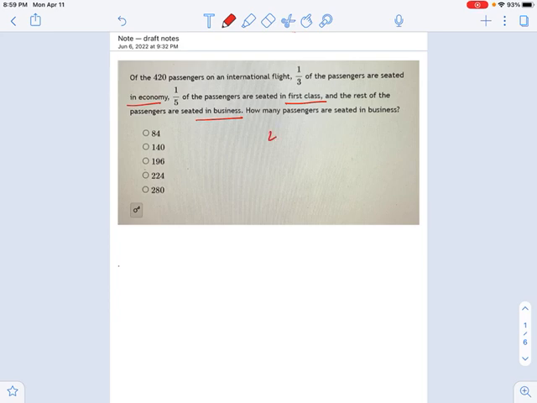And if you think about 420 as your total number, I'm sending 1/3 of these people into economy. Well, how many people is that? What you do to calculate this is you say 420 times 1/3. Okay, so that's going to give us, let's see, calculator, just don't want to make a mistake here. It's going to give us 140 people in economy.